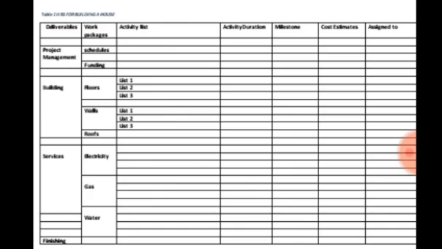Then you see the next column, activity duration. What the activity duration is talking about is, this digging of the foundation of the house, how long is it going to take? Let's assume you say the digging of the foundation is going to take 3 days. You put it there: 3 days.